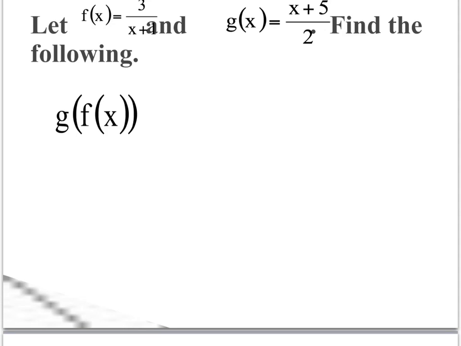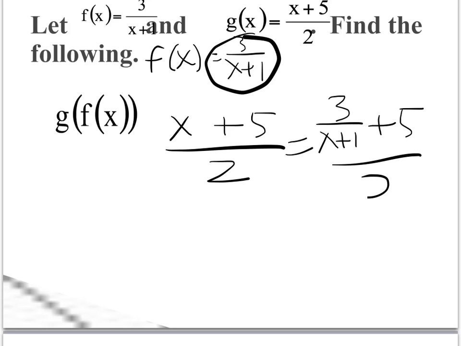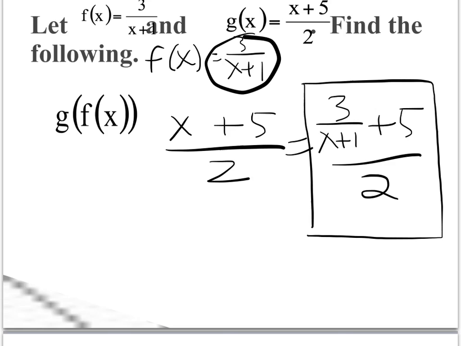Now this one's going to get a little bit complicated because we have fractions within a fraction. So in case you can't read that, f of x is 3 over x plus 1. So we take g of x, and we take out the x and plug in this thing right here. So 3 over x plus 1 plus 5 all over 2. And for now, because I have not taught you rational expressions yet, we'll talk about that in Chapter 8. We're just going to leave it like that.